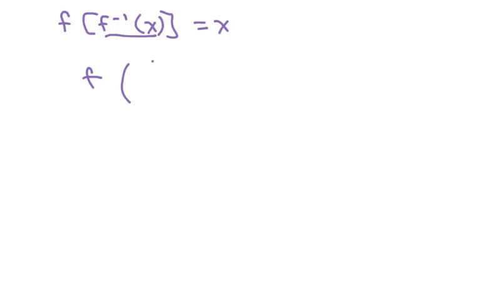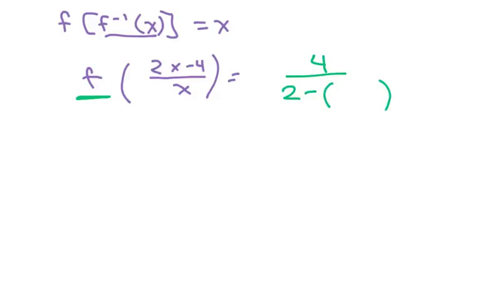And like in the previous video, I'm going to verify that f of f inverse of x should equal x. So when we start, we're going to write f, and my inverse is 2x minus 4 over x. Now I'm going to write my f down, my outer function, which is 4 over 2 minus my x, which in this case is f inverse. So we're going to input 2x minus 4 over x.